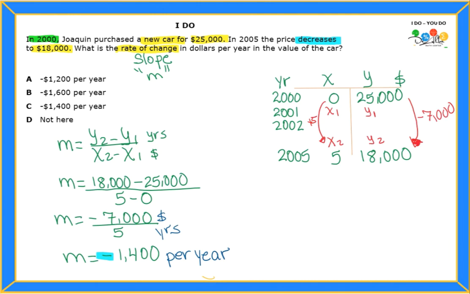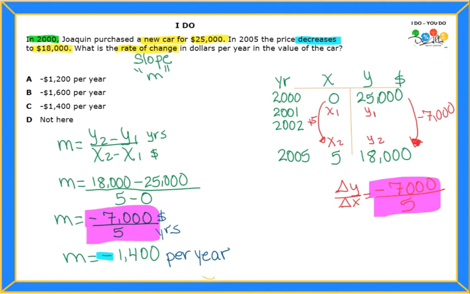So right there, I can see the change of the y over the change of the x. It's negative 7,000 over 5, which is exactly the same thing that I see right here. The reason why I say negative is because to go from 25,000 to 18,000, I'm actually subtracting. So to represent subtracting, I put the negative sign. Is that right? Okay, very good. So my answer for this should be letter C.